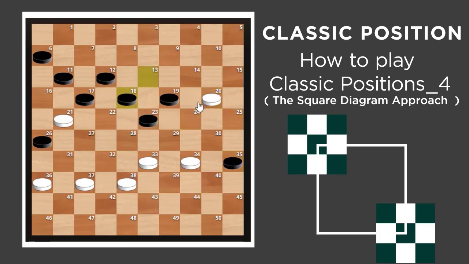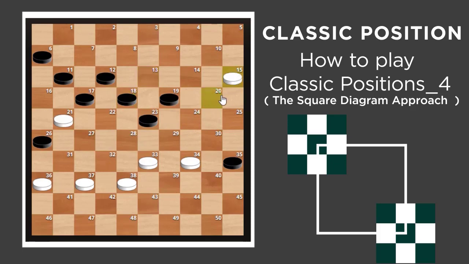So black will respond by playing 13-18. 13-18 is played. You should be able to understand why that move is made. And then white will have to respond to the move by playing 20-15. So if you draw the square, we see that the positions surrounding square 20 are 14, 15, 25, and then 24. So we can move to 15.